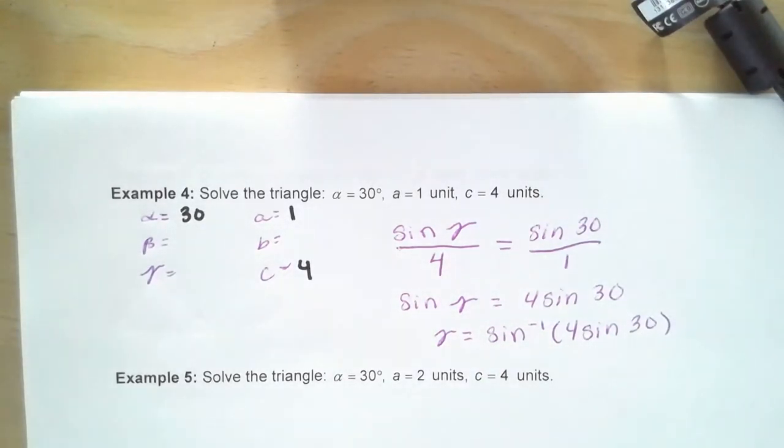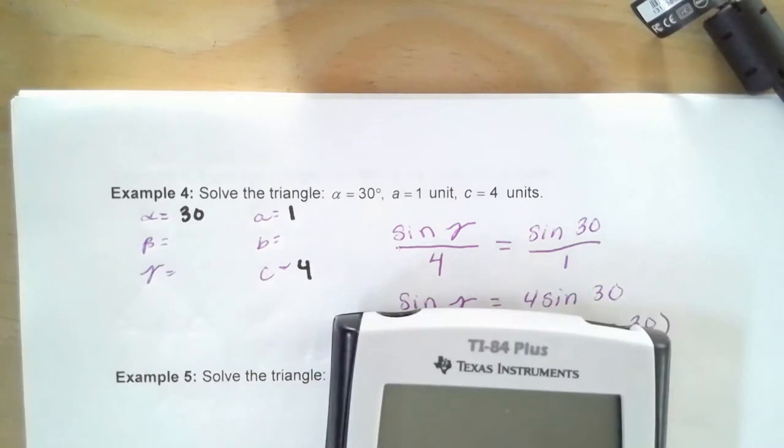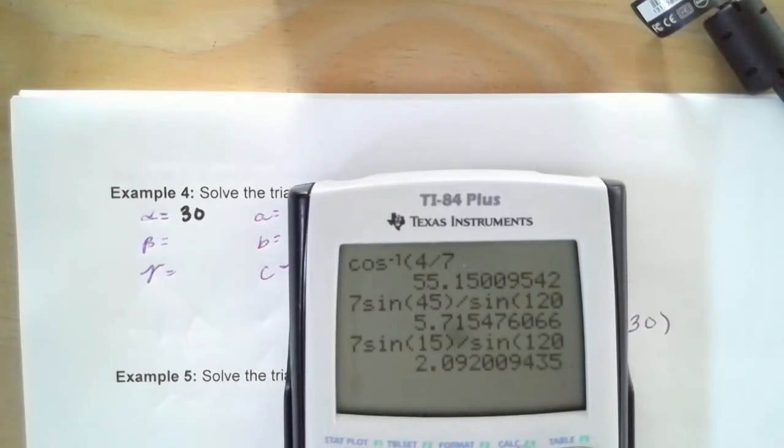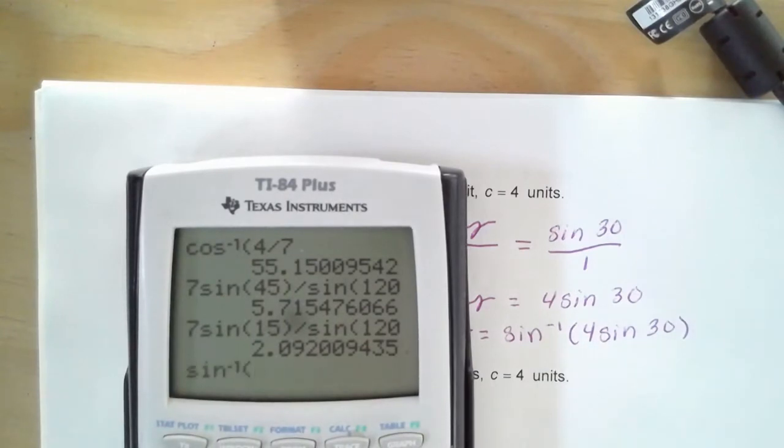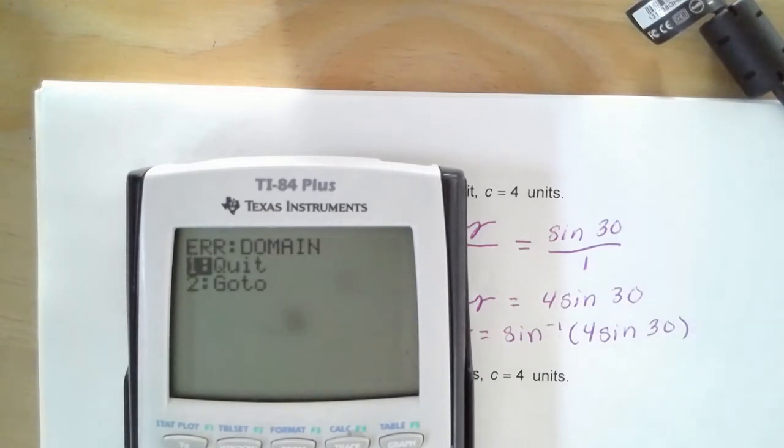Alright, well, let's check this out. When we plug this in, we have inverse sine of 4 sine 30. Oh no, it says domain restriction. What does it mean by that? Why can't we do this?